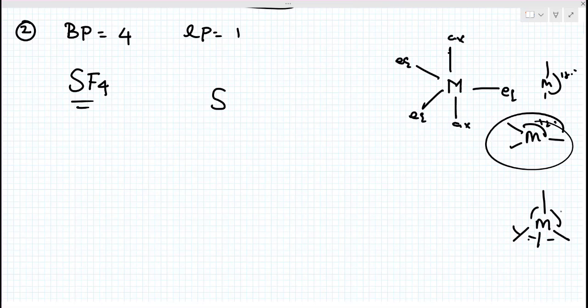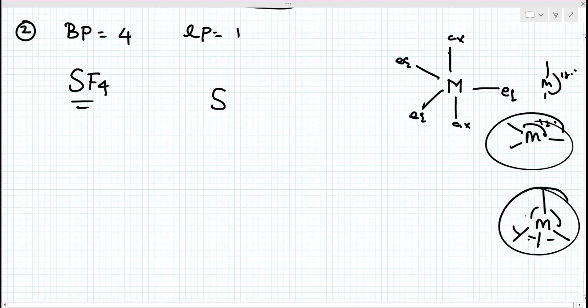Now listen, in the case of methane, all bonds are the same. But in trigonal bipyramidal, there are two sets of bonds. Three bonds are equatorial and two bonds are axial. What is our challenge now? We're going to put the lone pair either equatorial or axial. Please note, very important.